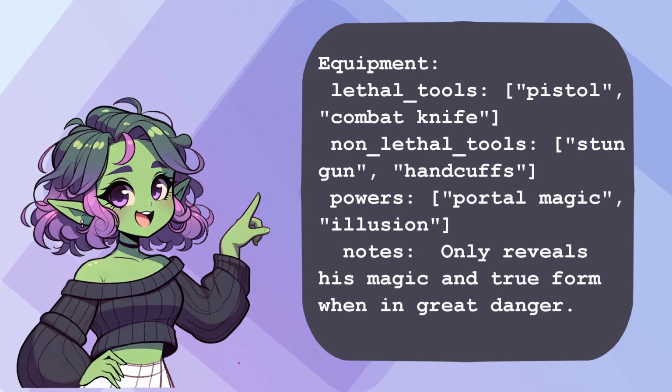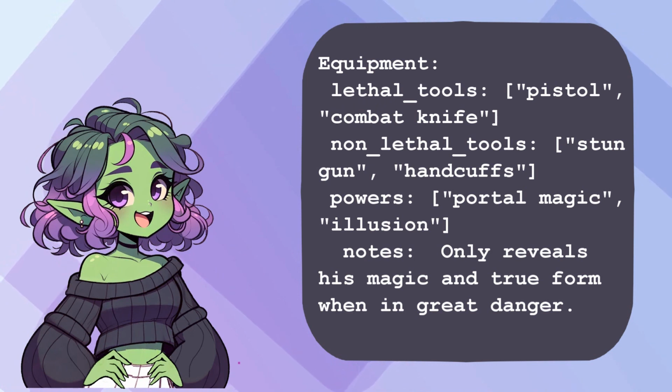We've got our equipment category with our lethal tools, non-lethal tools, and powers all set up as labels with their own traits and variables nested inside square brackets and their quotation formula. The only difference here is that under powers, we've added in a note with an additional indentation that says, "Only reveals his magic and true form in great danger."